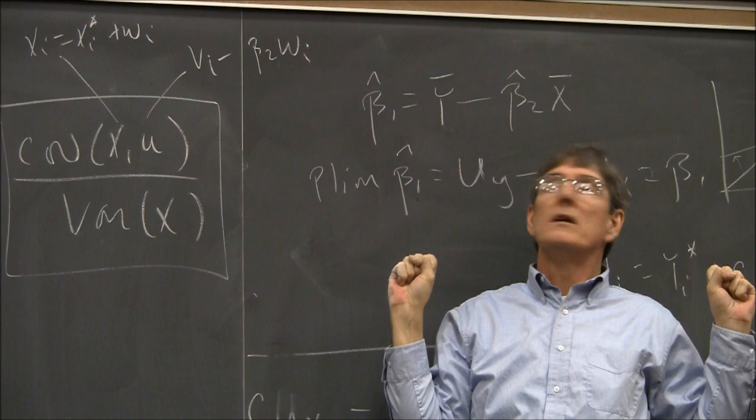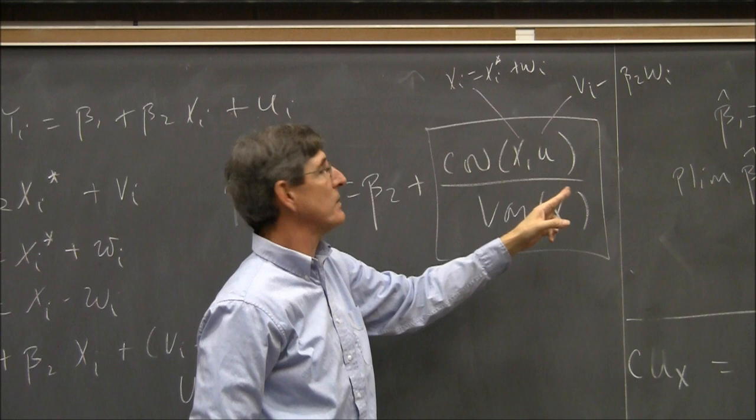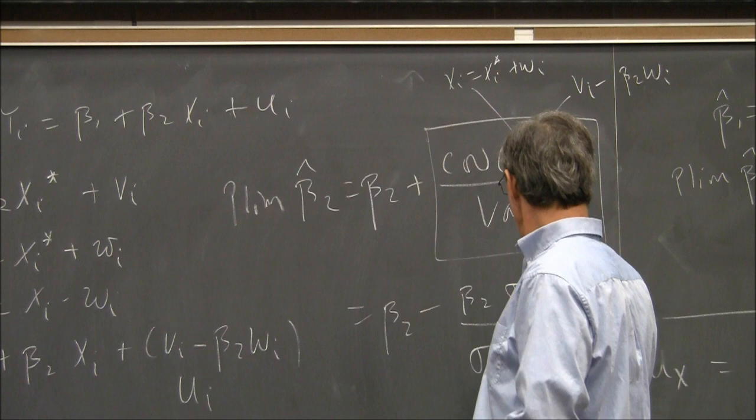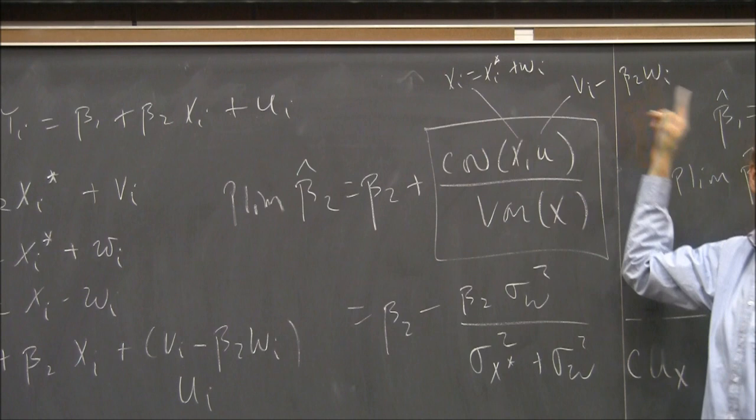I just did exactly the same problem again. You're going to get beta 2 minus beta 2 sigma squared w over sigma squared x star plus sigma squared w. It's exactly the result we just got. It's just that our terms were a little more complicated that we had to evaluate. But it's always the same thing.